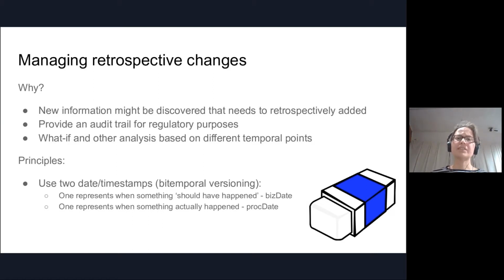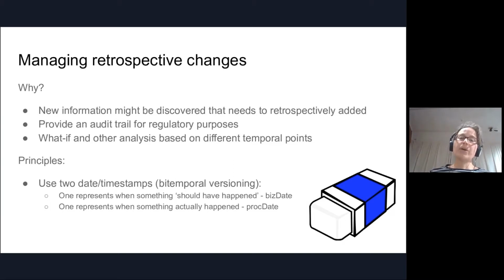And you can also do things such as what if analysis, another analysis based on different temporal types. So you can start seeing, well, what happens if I change this, but this remains the same? What happens if I change this, but this changes, and so forth. So you can do some really complex analysis on that. And the principles for doing bitemporal modeling are pretty straightforward.